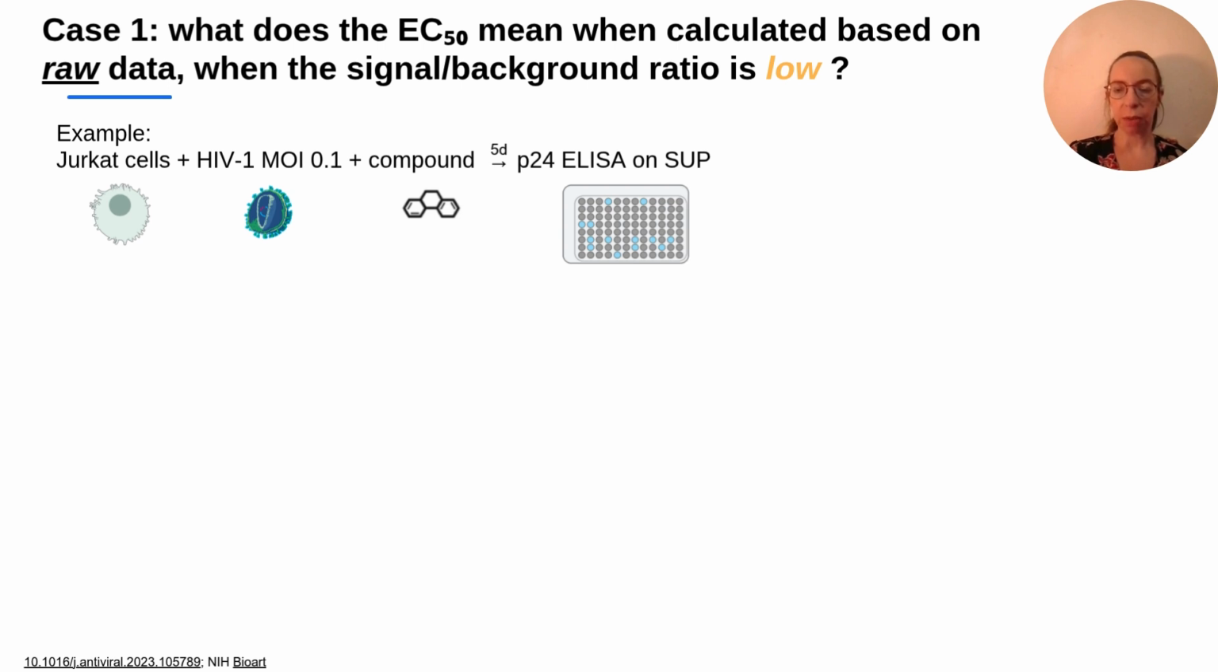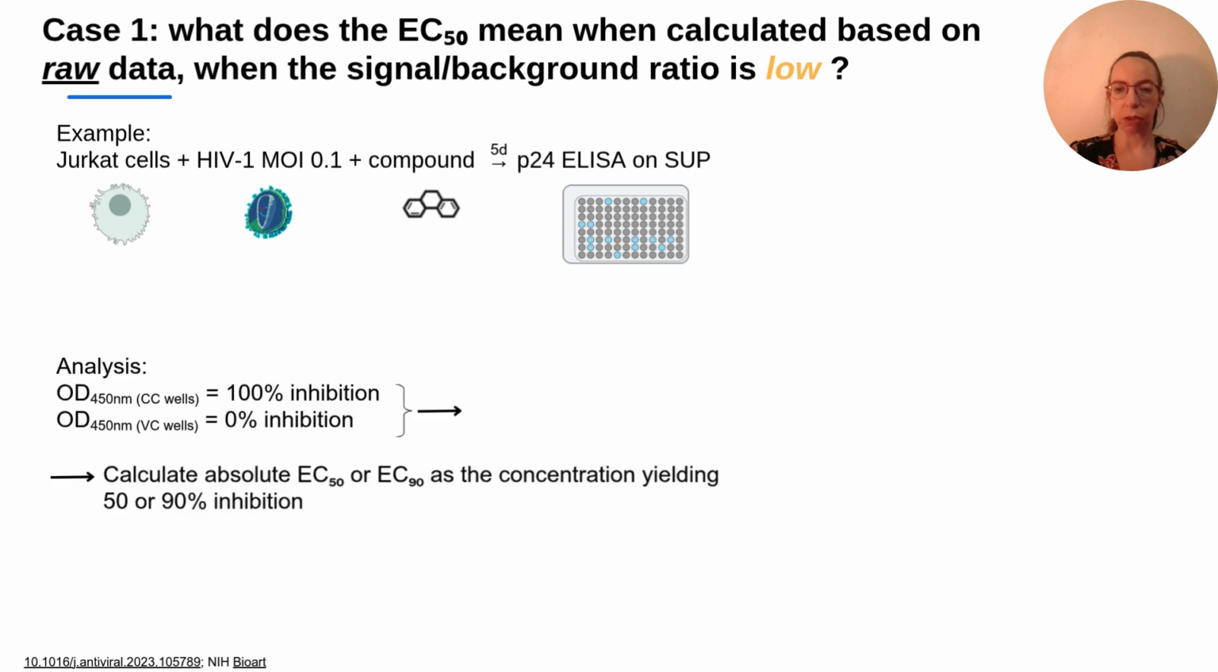The analysis will look like this. So the OD of the CC wells will correspond to 100% inhibition, the OD of the VC wells to 0% inhibition. And then the data is directly used to calculate absolute or relative EC50 or EC90 as the concentration yielding 50 or 90% inhibition. In that case, a typical OD for VC wells will be around 1, while a typical OD for CC wells without virus will be around 0.1.